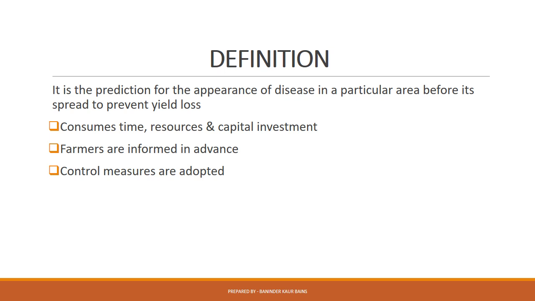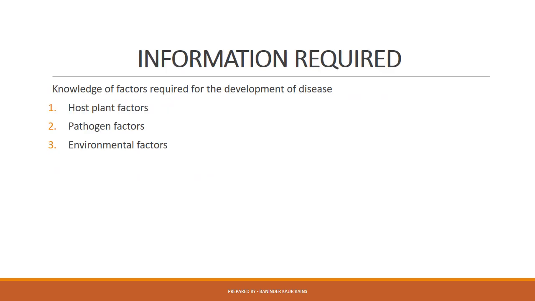Disease forecasting consumes a lot of time because a lot of data needs to be collected for a forecast. A number of resources are also used, so a large amount of money is also invested for a particular disease forecast. But the farmers can be informed in advance about a particular disease, and control measures can be adopted on time.